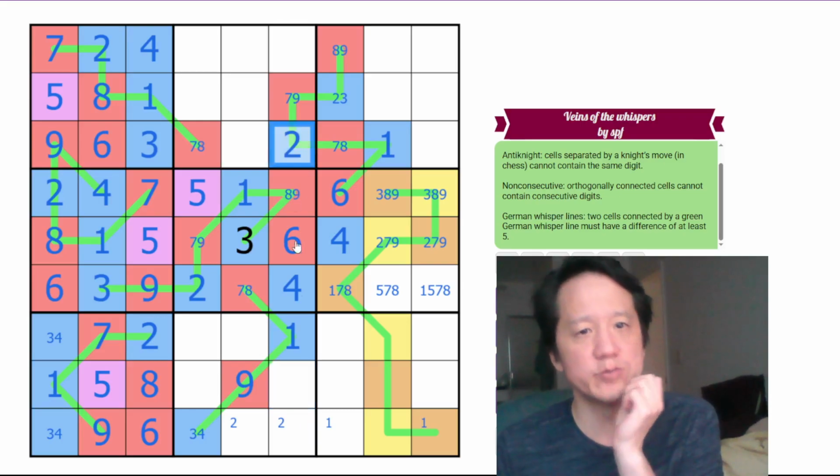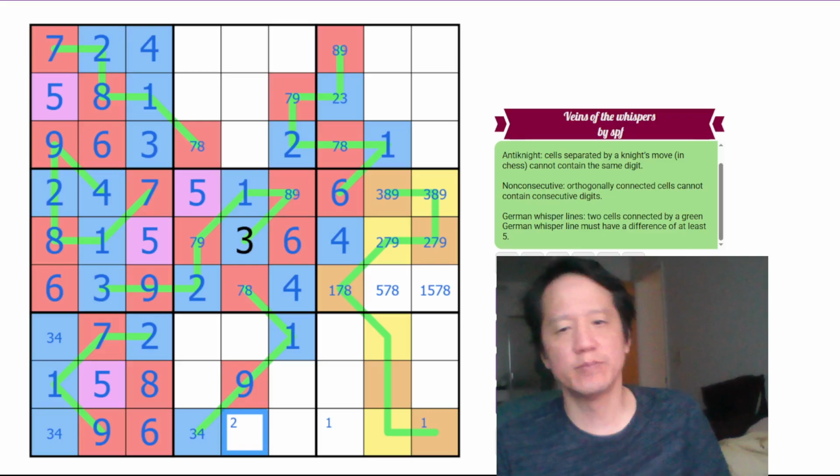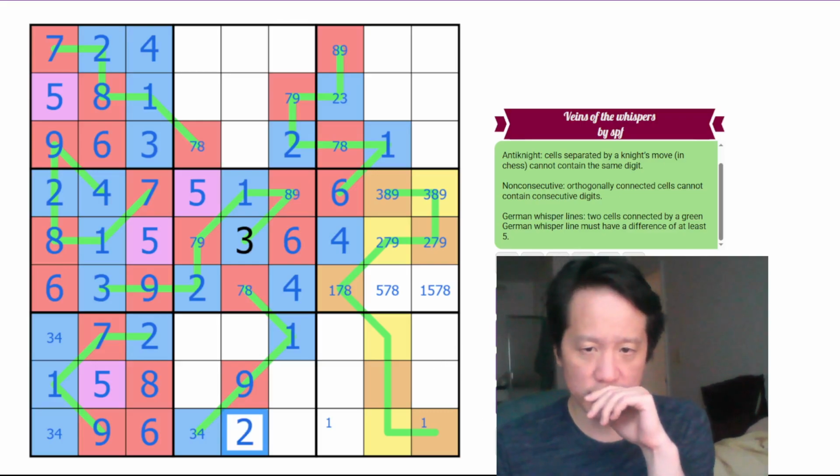This can't be 2 because of the 2 here. Where's the 2 then? Can't be here, can't be here, can't be here. Must be here. So this is 2. And is a low.